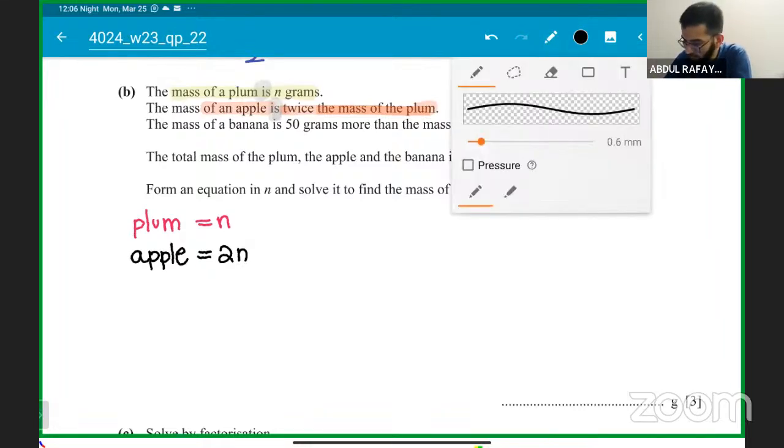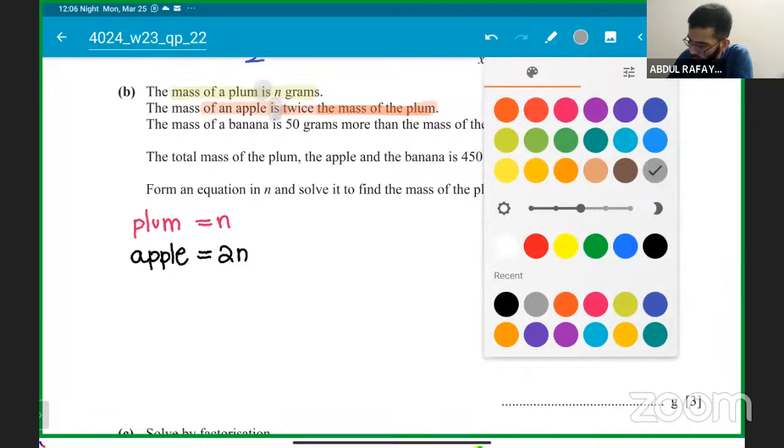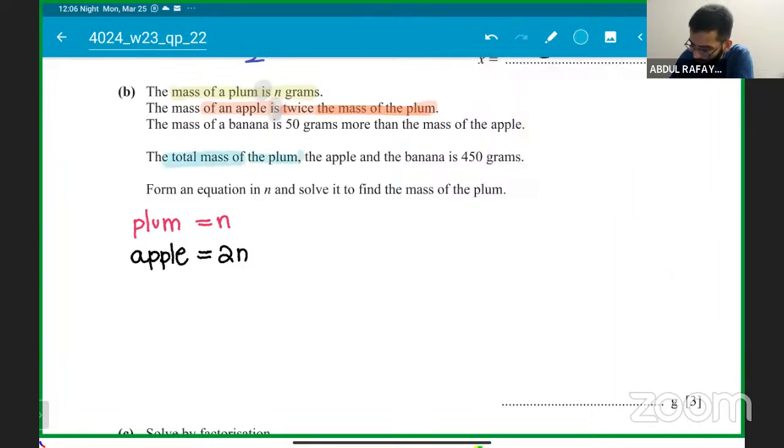So all fruits they are talking about. Okay, all fruits we talk about. So this will be the total mass of the plum.